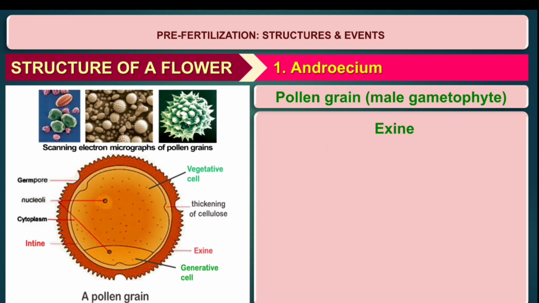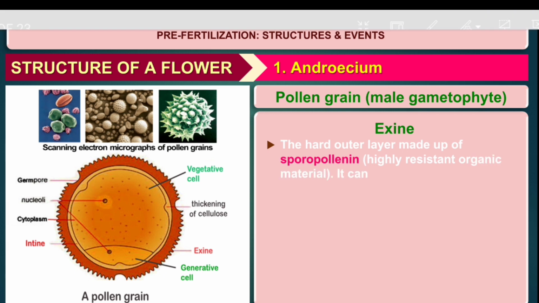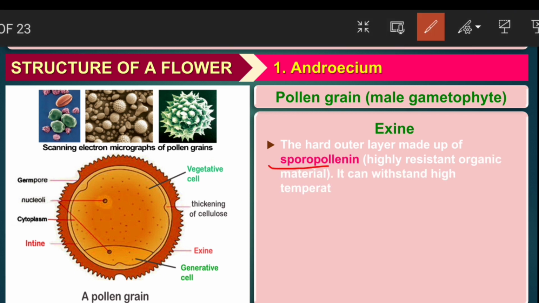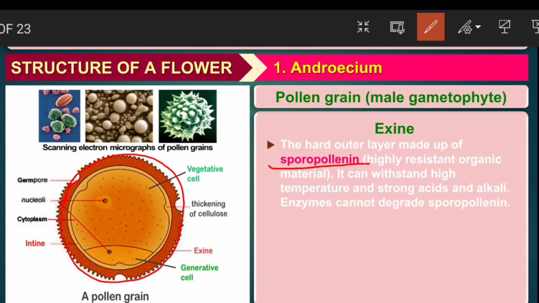Now let us discuss these one by one. The first one is the exine. The exine is the outermost layer, which is hard in structure. Why is it hard? Because it is made up of sporopollenin. The outermost structure of this pollen grain, you can see here, is made up of sporopollenin. That's why it is harder, right?